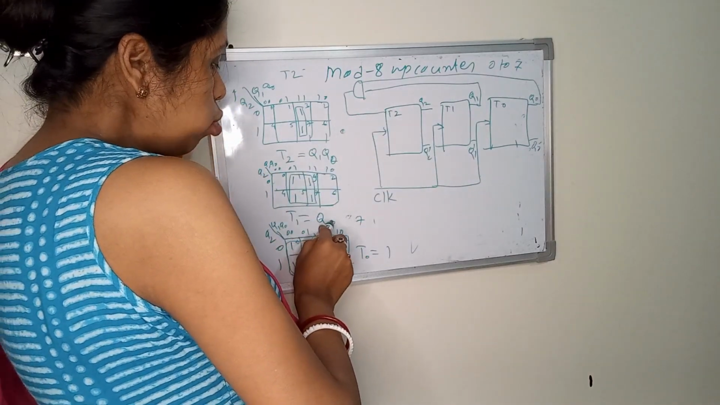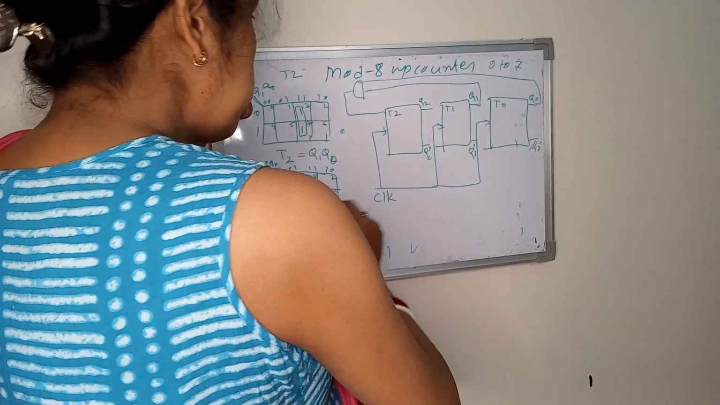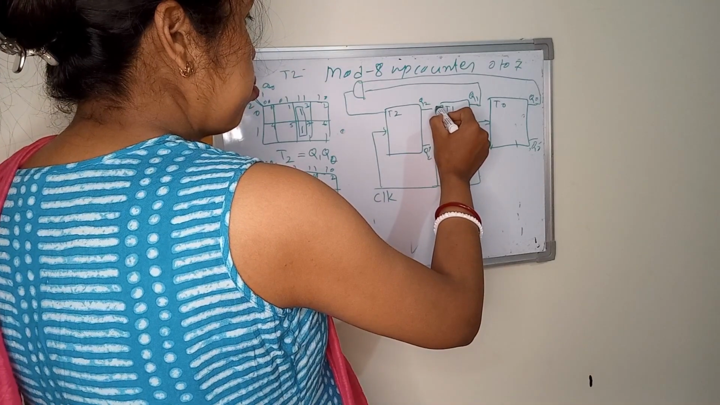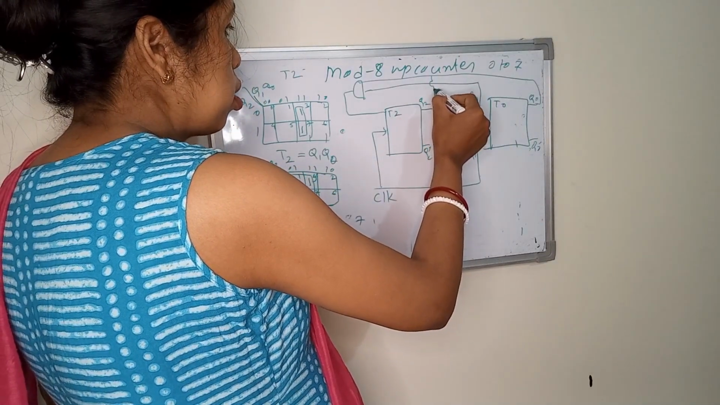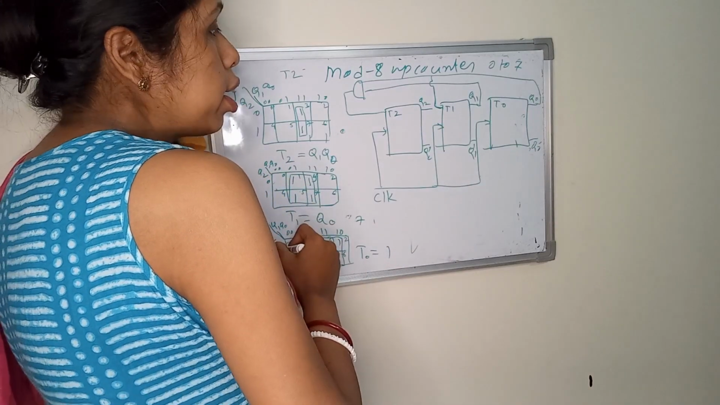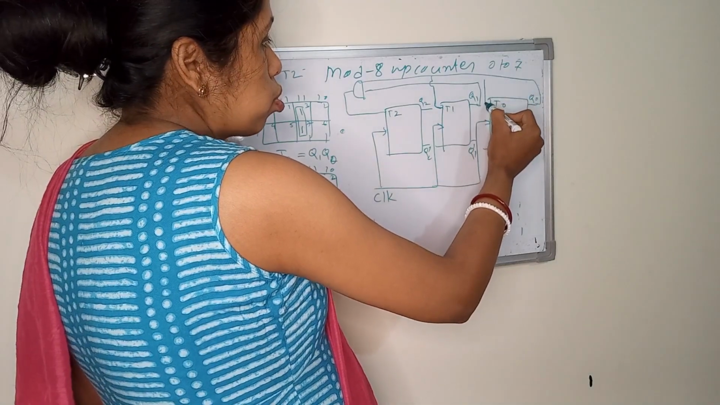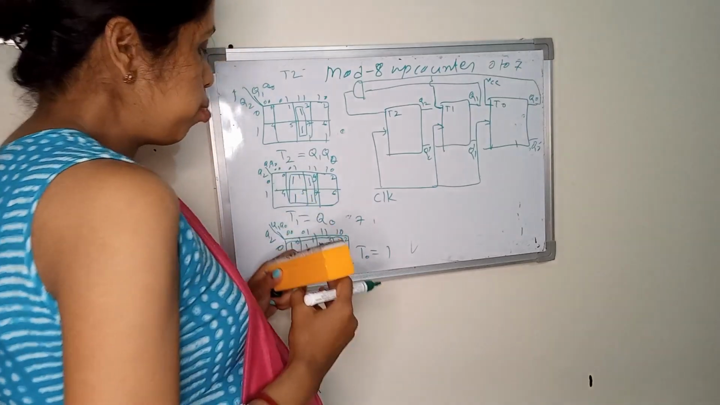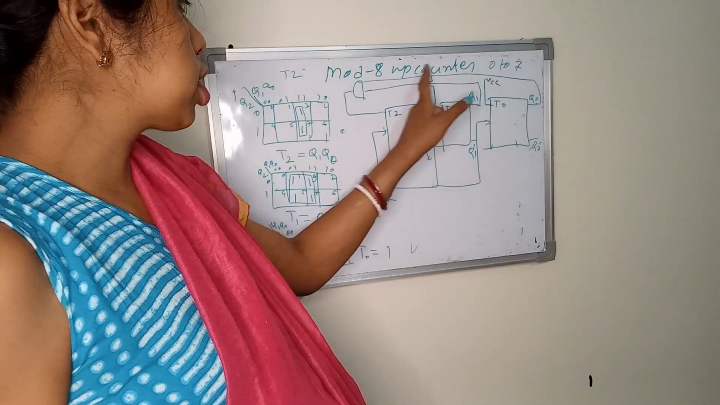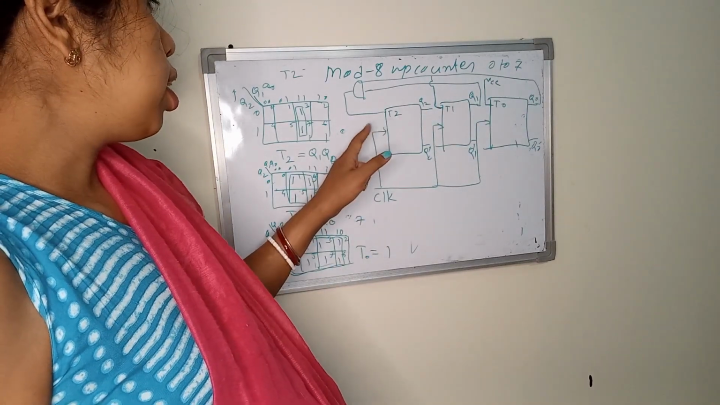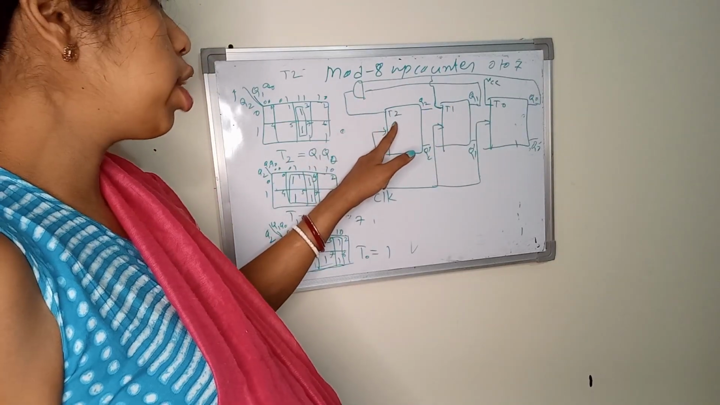T1 is Q0, which will directly come to T1. And T0 is 1. So I am connecting VCC with T0. T0 is 1, I am connecting T0 with VCC, and T1 is Q0. So Q0 is coming to T1. And T2 is the AND operation between Q1 and Q0. Q1 and Q0 doing the AND operation, that is connecting to T2.